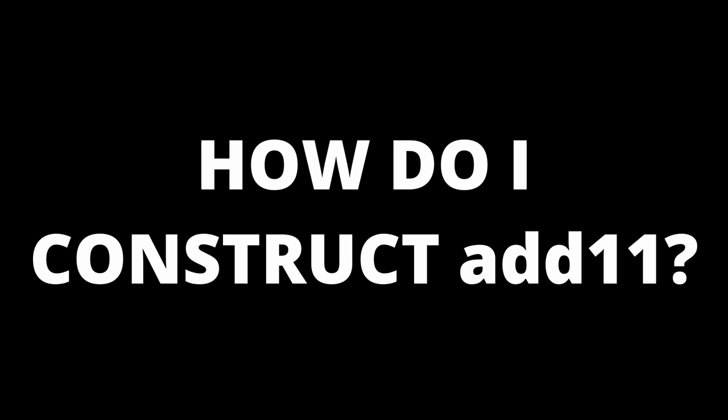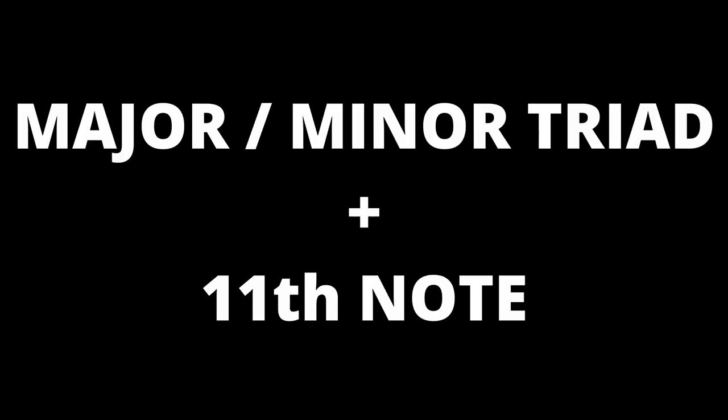Now you might be asking, how do I construct add 11 chords? You simply take an existing major or minor triad and add an 11th note. So major add 11 chords have the notes 1st, 3rd, 5th, and 11th. And minor add 11th chords have the notes 1st, flat or minor 3rd, 5th and 11th.